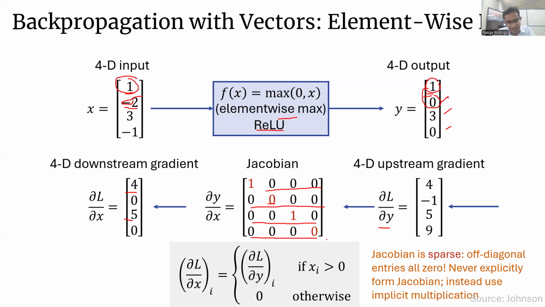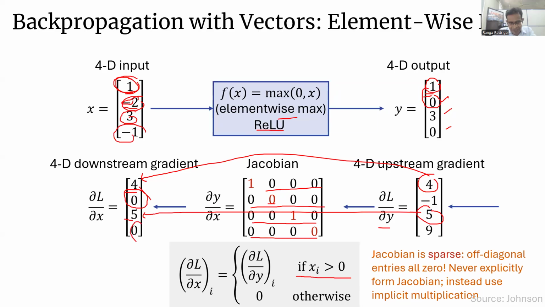is not required because you can write a rule like that, right? If the input xi is greater than 0, copy the upstream gradient. If the input value is negative, put 0. If the input value is positive, copy the upstream gradient. If the input value is negative, put 0. So isn't that rule much easier than the regular vector Jacobian multiplication?